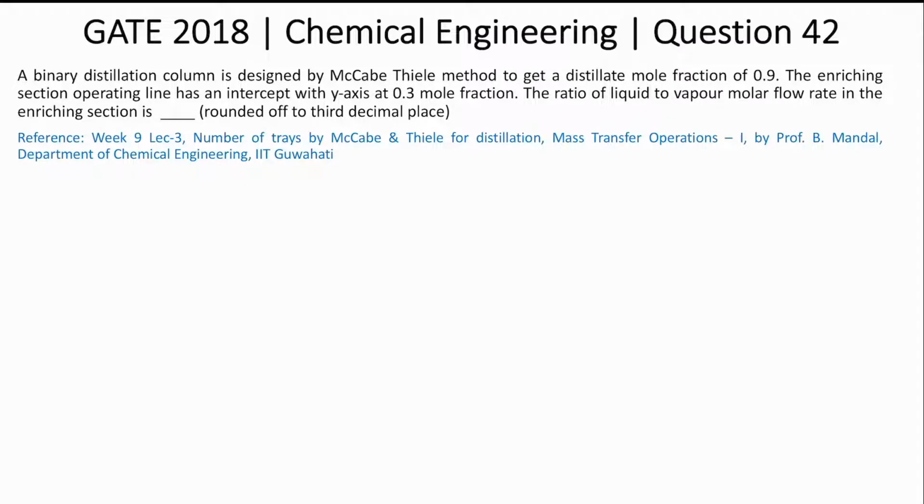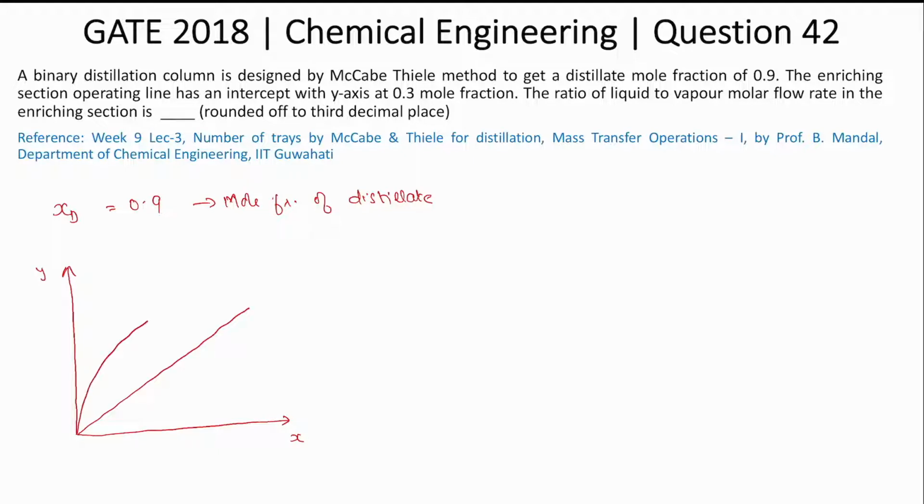So here they have given some data. xD is equal to 0.9, which is the mole fraction of the more volatile component in the distillate. They have also given us the data for the intercept. So let's draw our x and y axis. We have the 45-degree line and we can draw our equilibrium curve. So the operating line for the enriching section intersects the 45-degree line at xD, and the intercept of this operating line for the enriching section is 0.3.